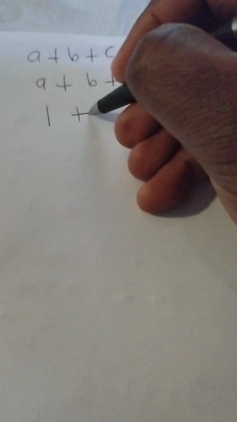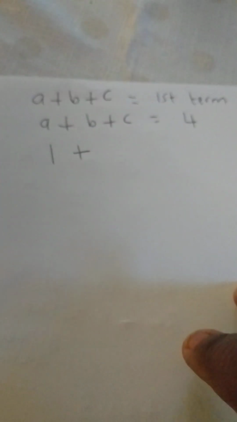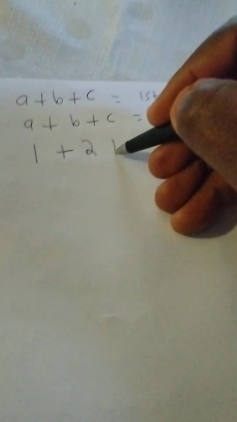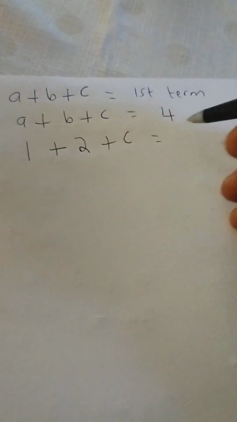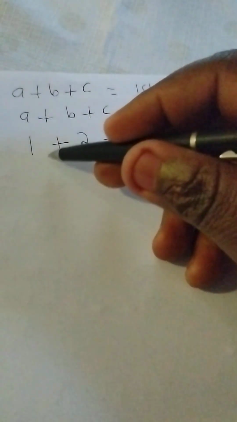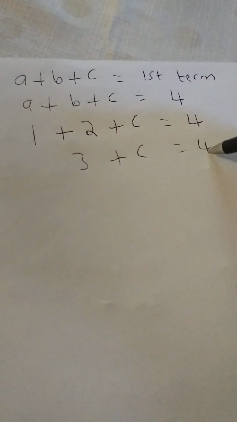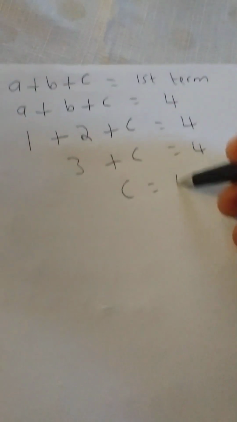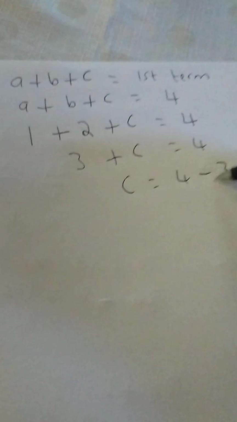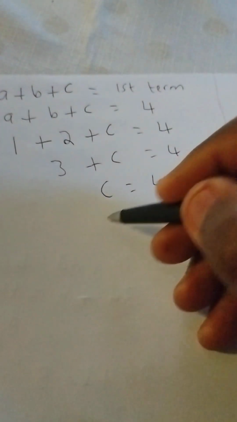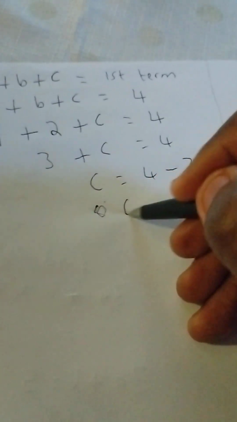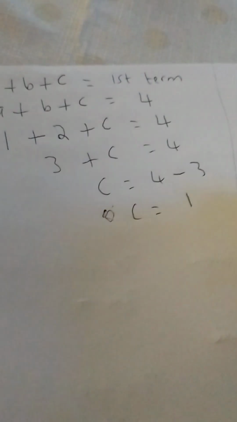So A we know is 1, which we just found. And what was the B that we found? Remember, B was 2. I'm looking for C, and our first term was 4. So 1 plus 2 will give us 3, plus C equals 4. And then C will be equal to 4 minus 3, so now 4 minus 3 will be 1. So in other words, now I've got A, I've got B, and I've got C.